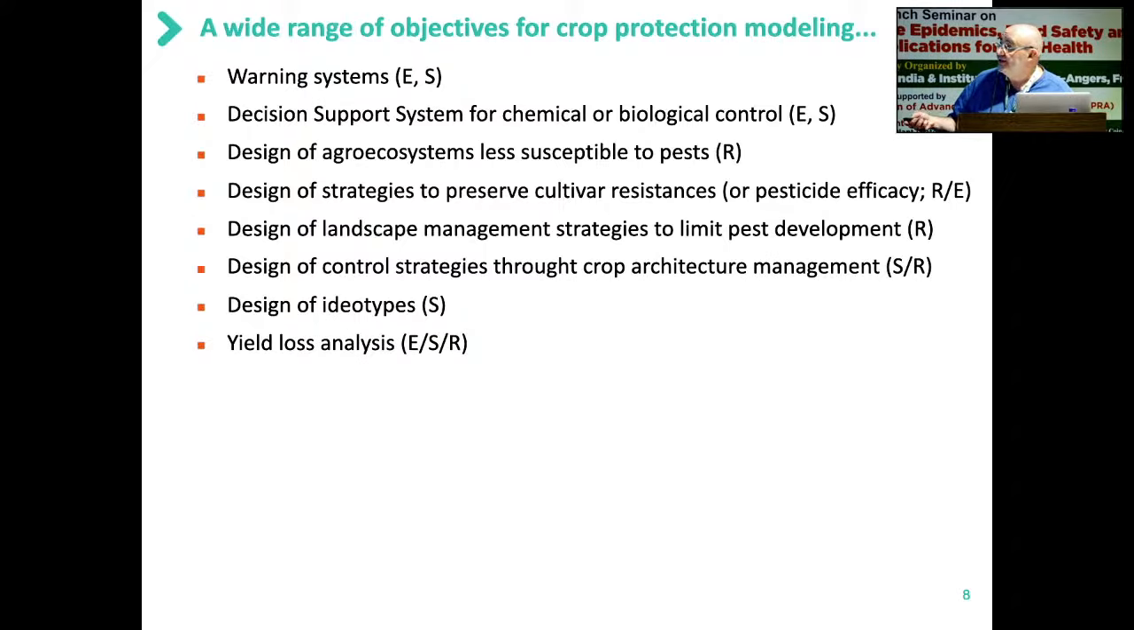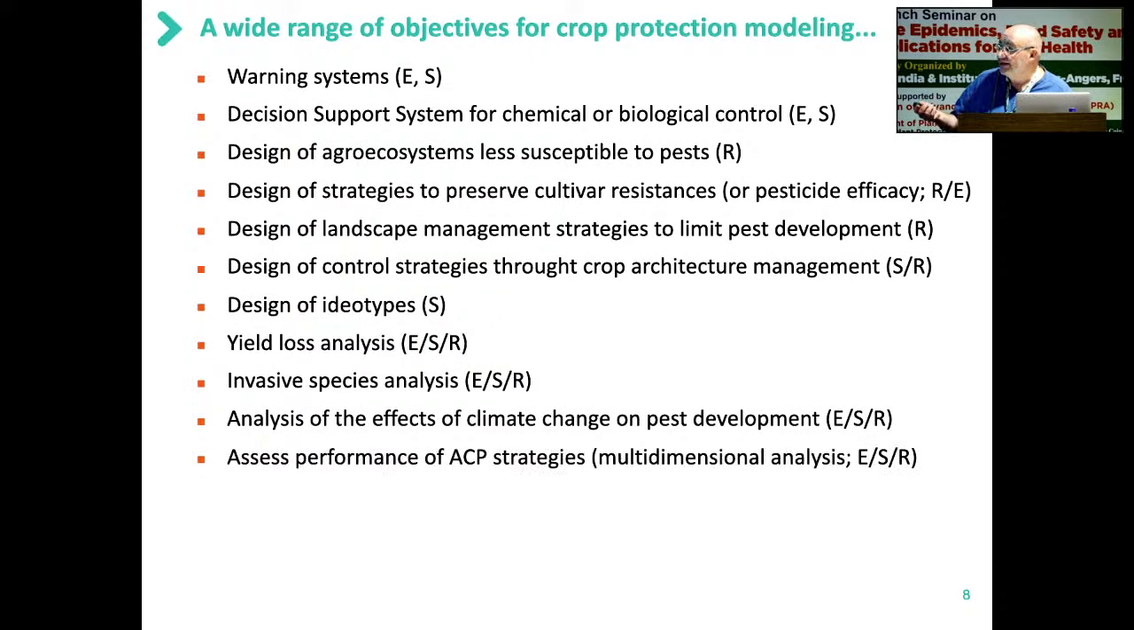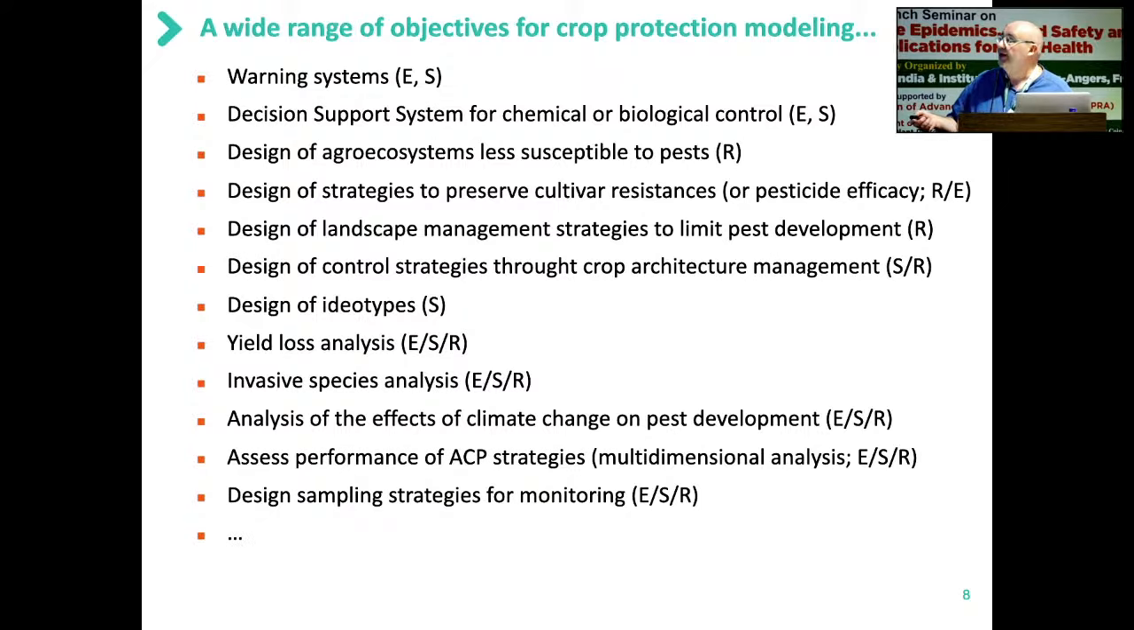You can perform yield loss analysis. You can analyze invasive species. You can work on analyzing the effect of climate change. You can assess multi-performances of ACP strategies in a multi-dimensional way. You can use modeling to design sampling strategies for monitoring, optimizing the resources you have to do that. And it's just examples, but there are many things that can be done with models.